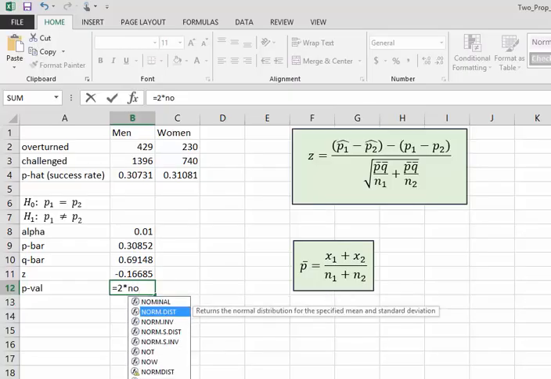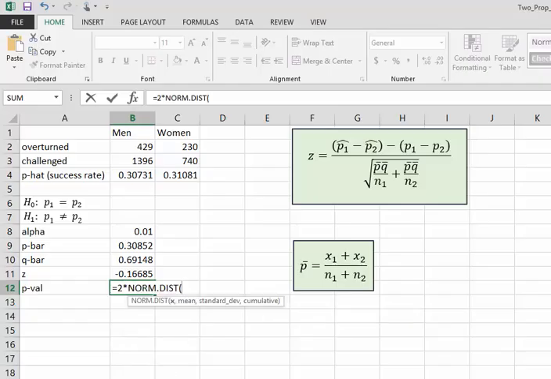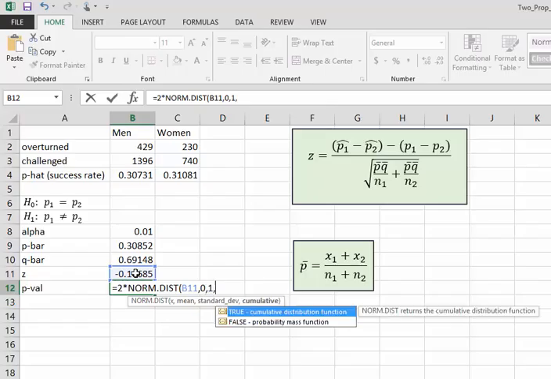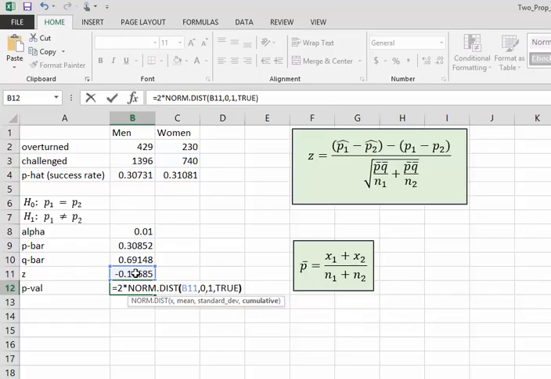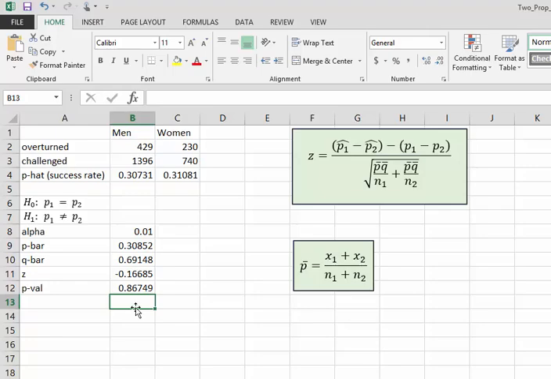norm.dist because it's a z-score, it's standard normal curve, right? So area left of negative 1.6. So here's my x with a mean of 0, standard deviation of 1, and I want a cumulative area. Right. So there, my p-value is 0.8675 to 4 decimal places, which means that you're going to see this, right, the vast majority of the time.